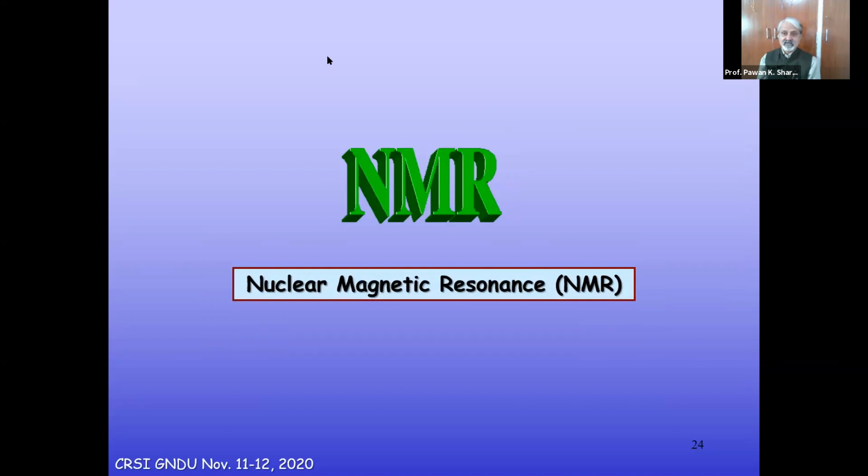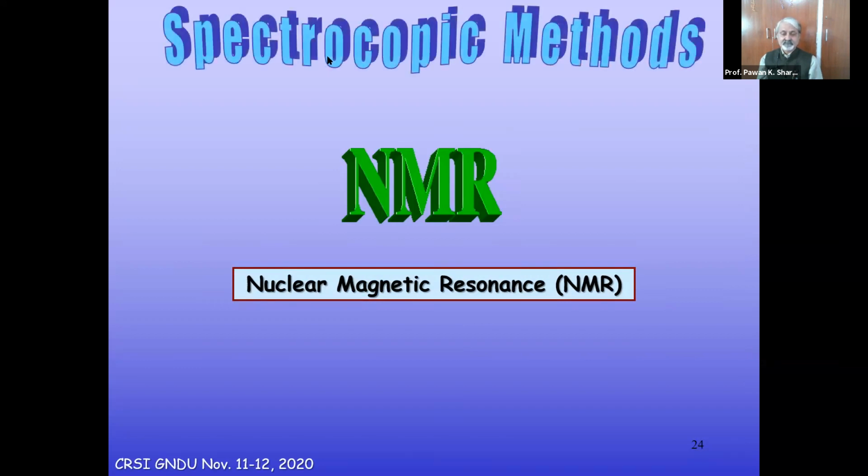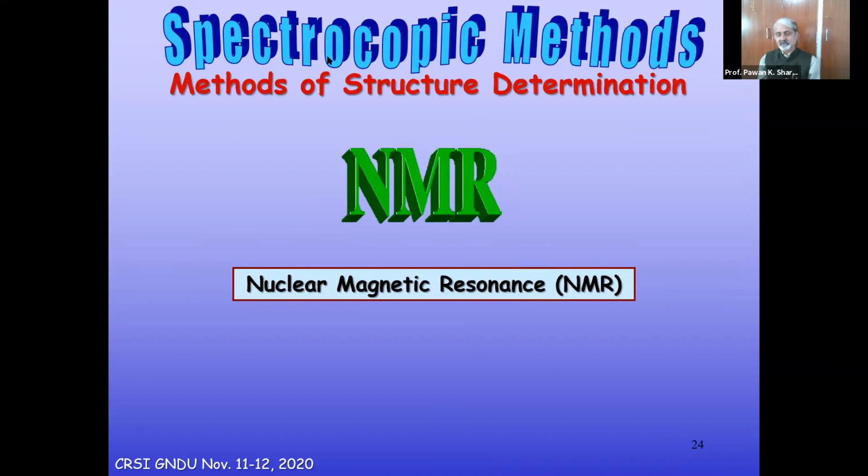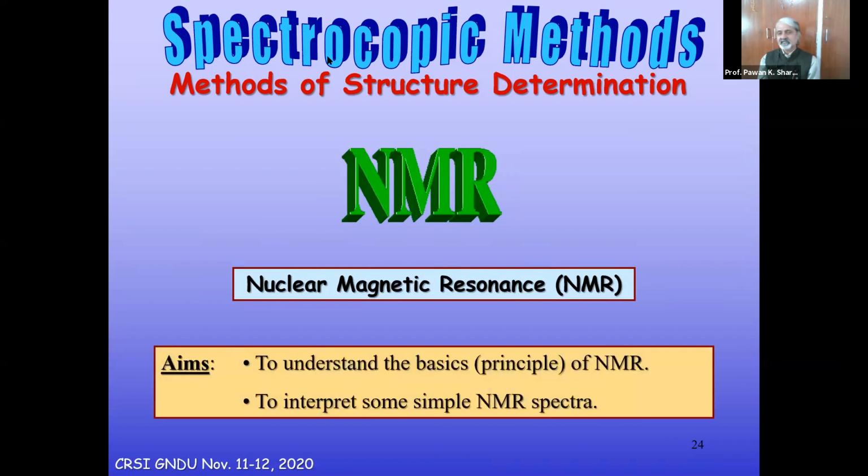So what is NMR? Basically, NMR, nuclear magnetic resonance spectroscopy, is one of the spectroscopic methods for structure determination. So what is the aim of studying NMR? The aim is very simple. First is to understand the basics of NMR, that means the principle of NMR, which is very important.